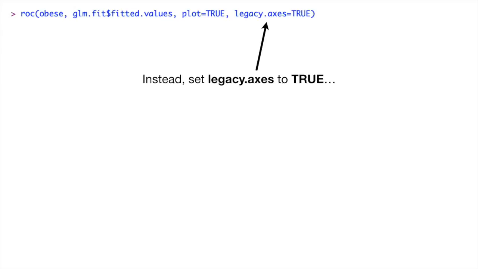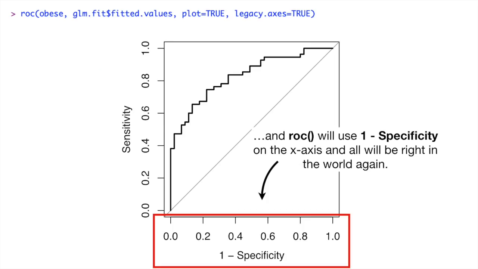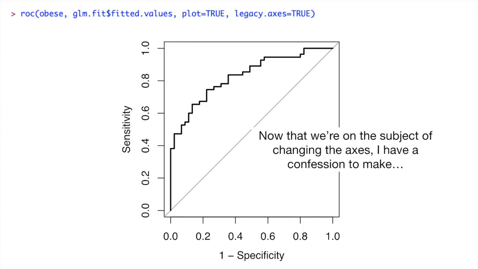Instead, set legacy.axes to true. And the ROC function will use 1 minus specificity on the x-axis, and all will be right in the world again. Now that we're on the subject of changing the axes, I have a confession to make.